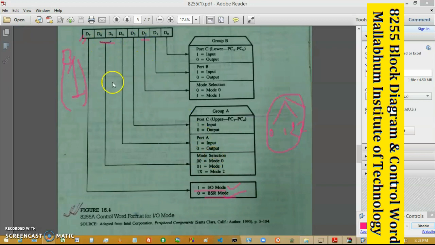So if D6 and D5 is 00, then mode 0 is selected, and if it is 01 then mode 1 is selected, and if it is 1 don't care, then mode 2 will be selected. So these are the different combinations for these 2 bits for selecting which mode is going to operate. Next, bit D2 does the same thing: if it is 0, mode 0 is selected, if it is 1, mode 1 is selected.